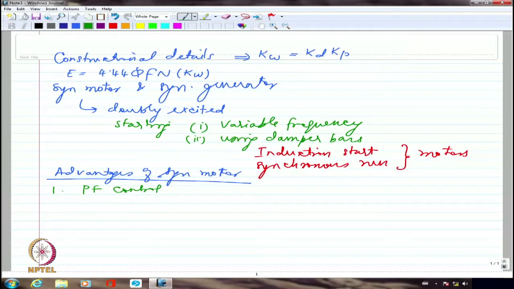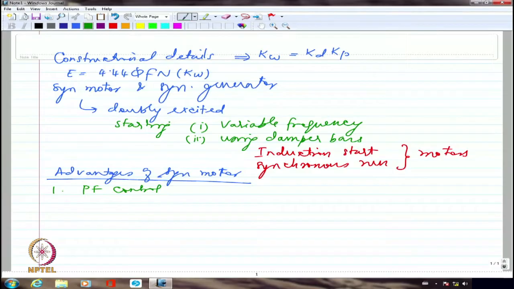So, I will be able to make the armature behave like an inductor or capacitor or just a resistor, in which case the armature is going to draw only a unity power factor current, if it is behaving like a resistance. So, the current would be just sufficient to generate the torque, which is actually the real power component.